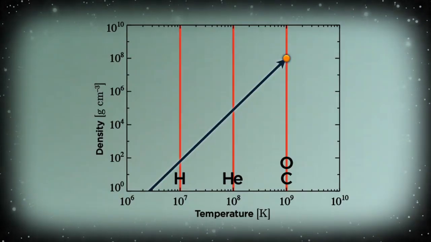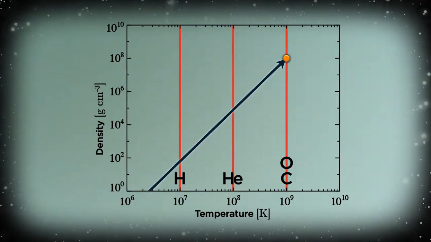Can you guess what happens next? The helium gets used up. The core becomes pure carbon and oxygen. Fusion fizzles out again. Gravitational contraction resumes. The star moves further up the diagonal line.